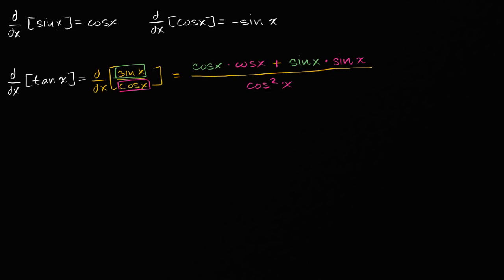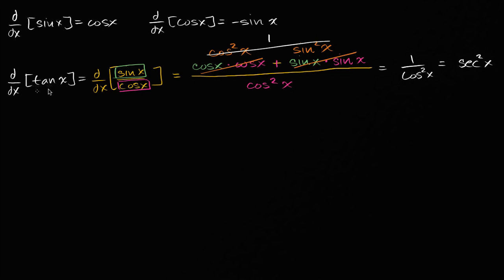Now what is this? Well, what we have here is just cosine squared of x. This is just sine squared of x. And we know from the Pythagorean identity, which really just comes out of the unit circle definition, that cosine squared of x plus sine squared of x is going to be equal to 1 for any x. So all of this is equal to 1. And so we end up with 1 over cosine squared x, which is the same thing as secant of x squared. 1 over cosine of x is secant, so this is just secant of x squared.